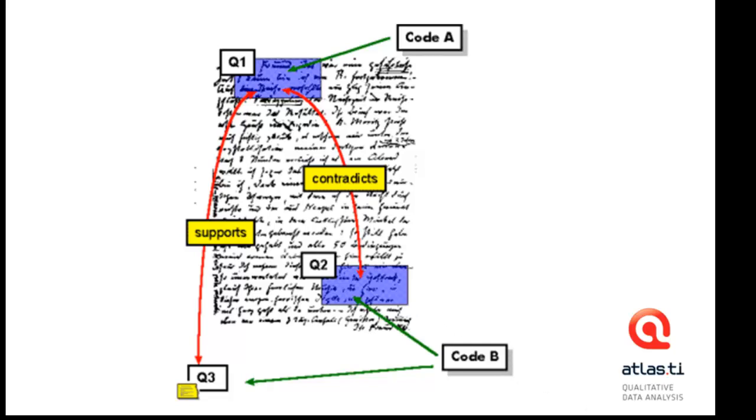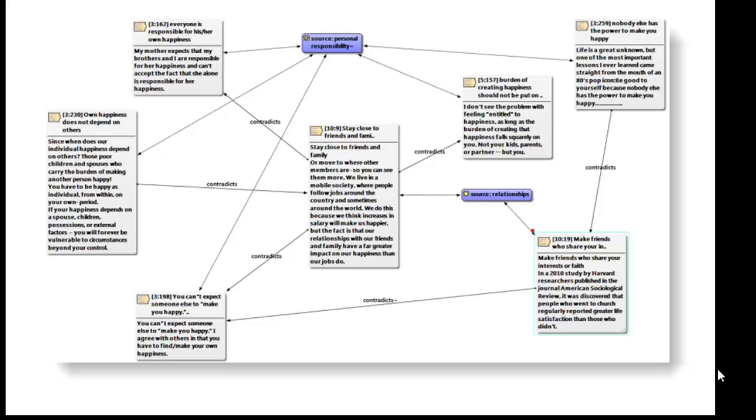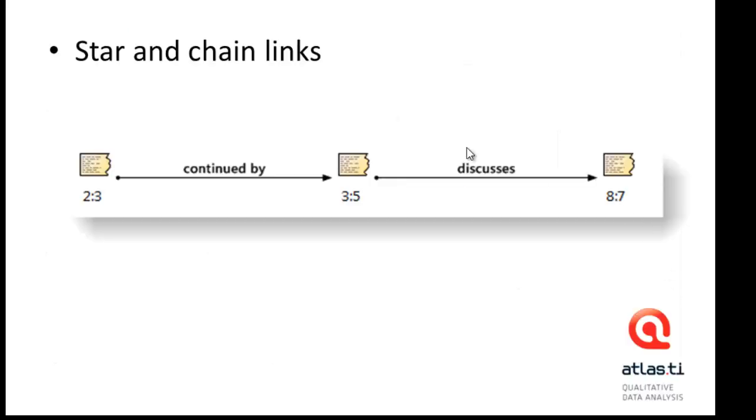So to move on to some of the technical issues behind linking, we see a hyperlink network now, where you can link, as we've already seen, quotations to each other in a network view. And again, these can also include other objects here like codes, but I will show you also how to link on the data level. So we have already seen how this actually works in a network view.